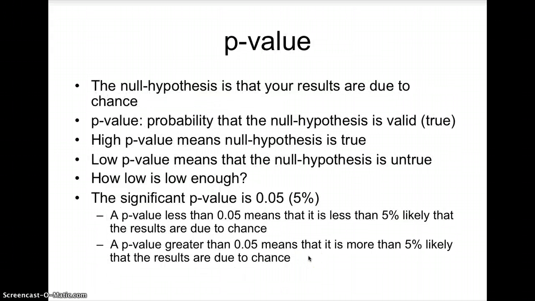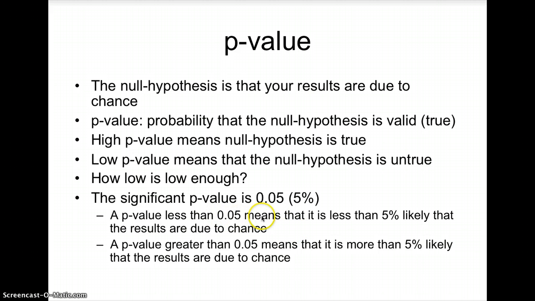So what is a p-value? P-value is the probability that the null hypothesis is valid. A high p-value means the null hypothesis is likely true, and a low p-value means that the probability of it being true is very low. So how low is low enough to say that the null hypothesis is not true? Well, in statistics, they use the confidence level of 5%, a p-value of 0.05. This is considered the key p-value to determine what's considered a critical value.